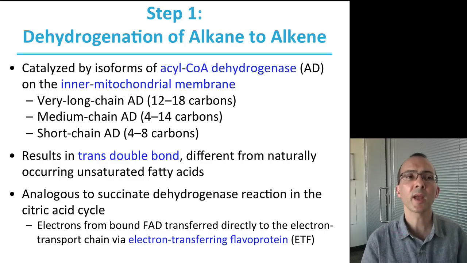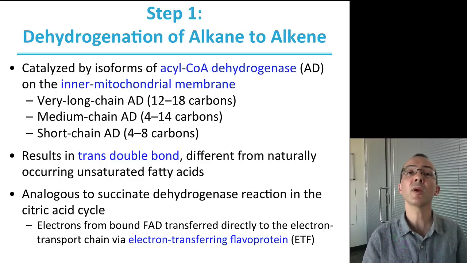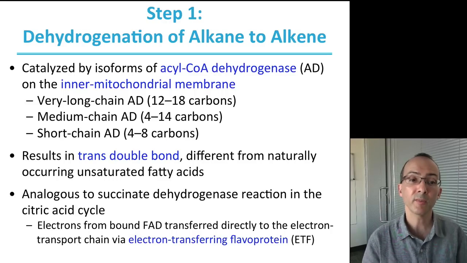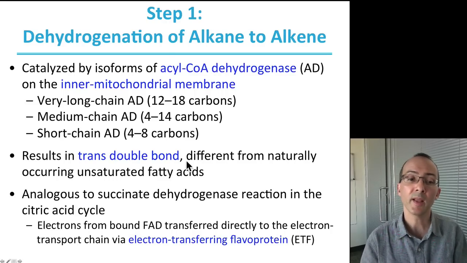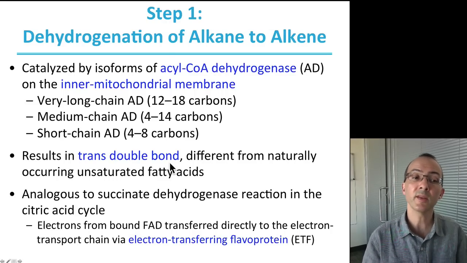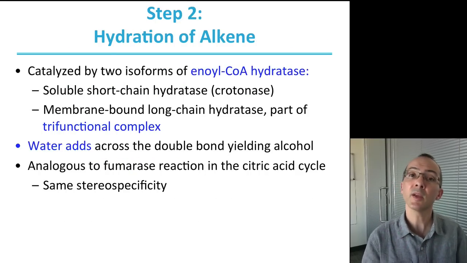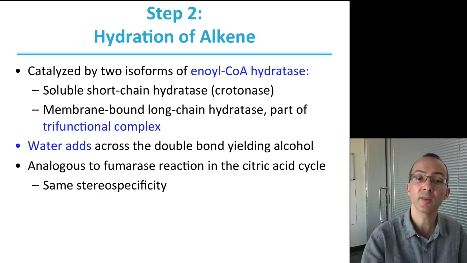So let's look at those reactions again. First step, dehydrogenation of an alkane to make an alkene. This occurs on the inner mitochondrial membrane, and this is very analogous to succinate dehydrogenase in the TCA cycle. The second step is hydration, so addition of a water molecule to the double bond that we just introduced. And again, this is analogous to the fumarase reaction in the TCA cycle.